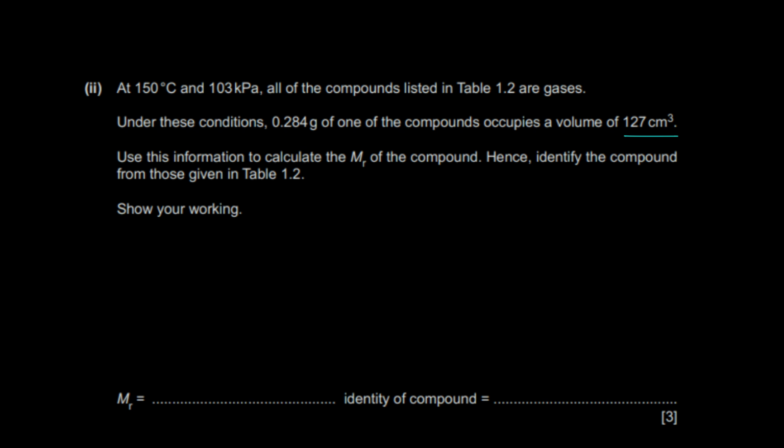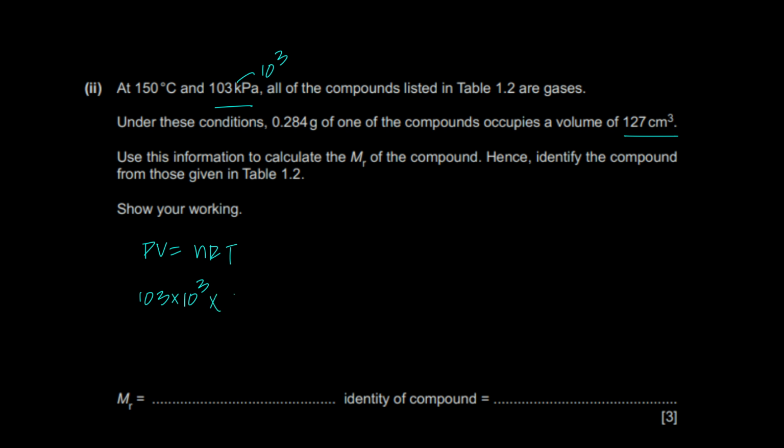It's a basic piece of cake. What do I need to do? I have to use my idea of PV equals nRT. He's given me the pressure, which is 103 kilopascals. I have to convert it into pascals, so multiply it by 10 raised to the power 3, because kilo just means 1000, or 10 raised to the power 3.